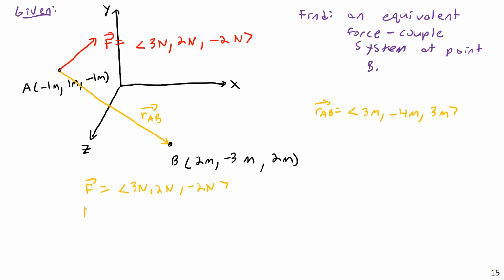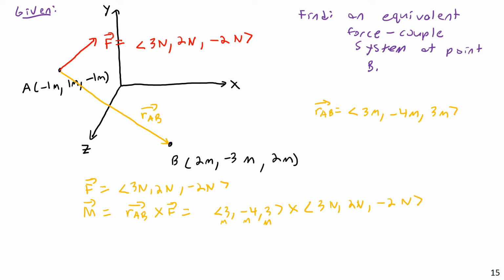However, the moment vector is going to be r_AB cross F. So that will be our 3, negative 4, 3 meters crossed into 3 newtons, 2 newtons, negative 2 newtons. I'm feeling lazy tonight, so I'm just going to throw that into my calculator and let it chug on the cross product. I think by now you know how to do a cross product.